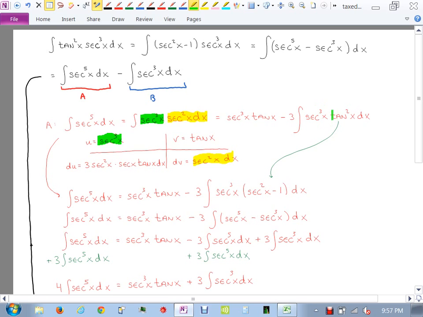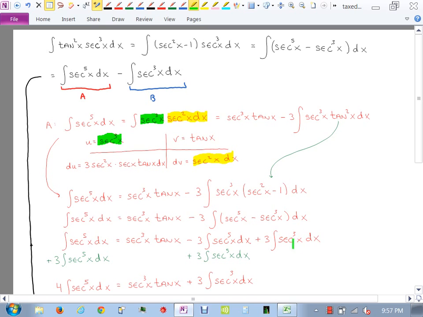I switch my tangent squared again over to secant squared x minus 1, and I brought my left side down here. Here's my ultraviolet, it's right there. And then when I distribute my secant cubed through, I get a secant to the fifth minus secant cubed. So now I take my negative 3 and I distribute it through, negative 3 here, get this. Splitting this into two integrals, this will become a plus 3.